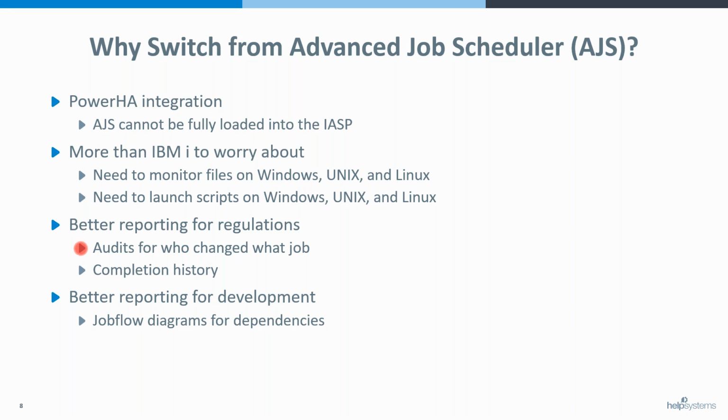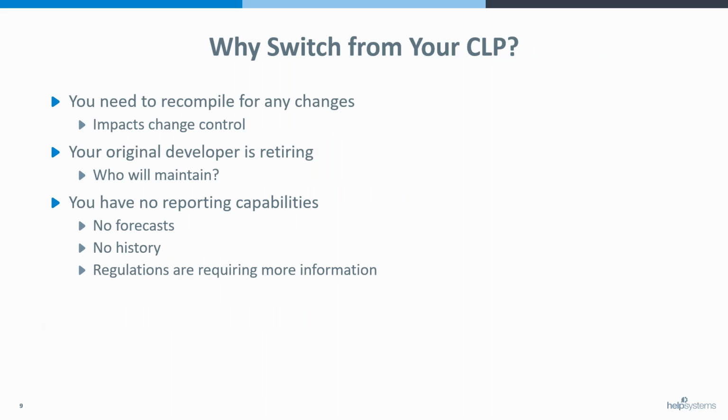Better reporting for regulations. It's hard to audit what's happening in AJS. The completion history is weak, the reporting part of it, the good morning reports, things like that that don't exist. And then, of course, if you do use dependency processing, not having flow diagrams to be able to see what the relationships are of your jobs.